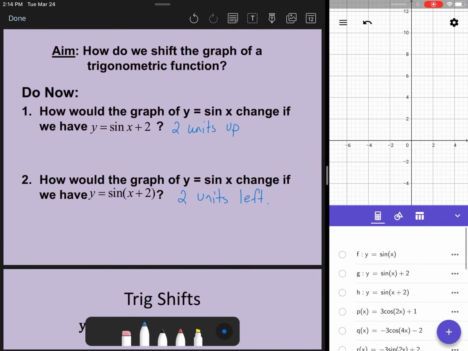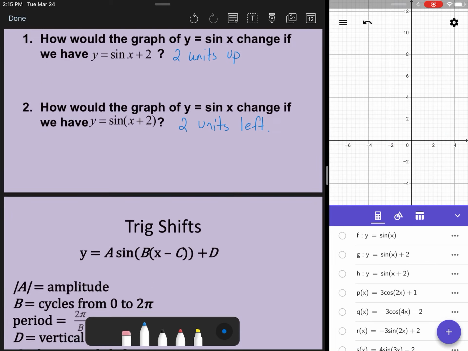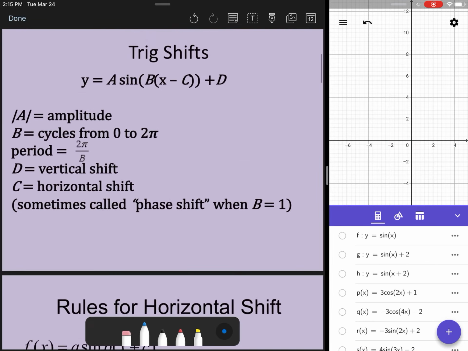Okay. And like I said, we can always plug this in to GeoGebra. That's the regular y equals sine of x. And y equals sine of x plus 2. Notice how it's getting shifted up 2 units. Okay, and then if I make the change on the inside of the parentheses, now that red graph is being shifted 2 units to the left. Okay.